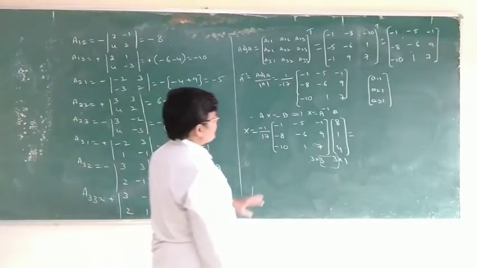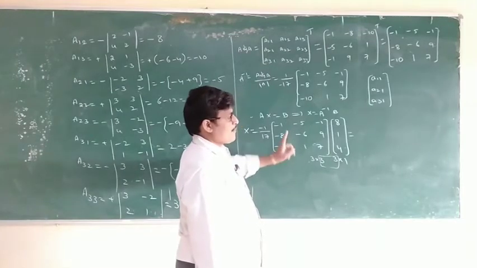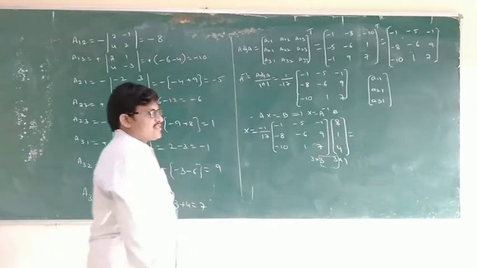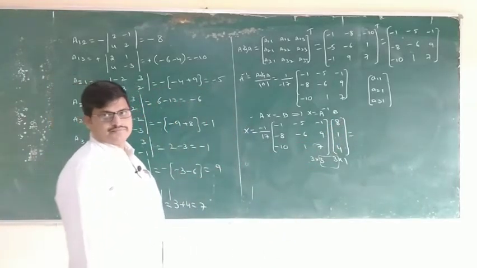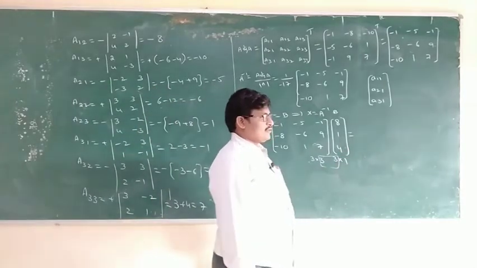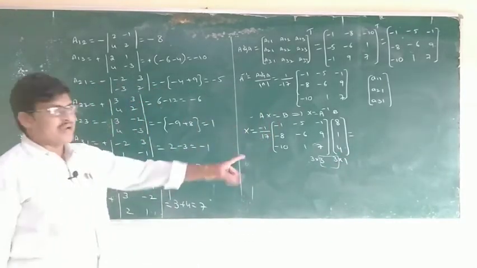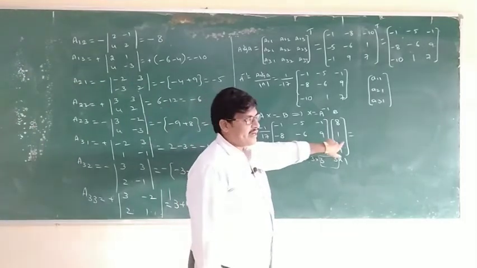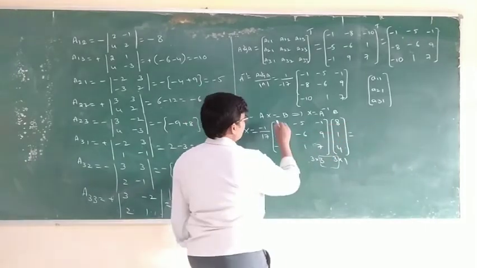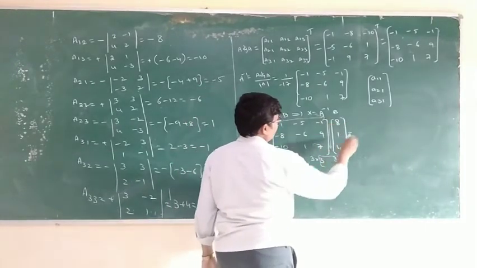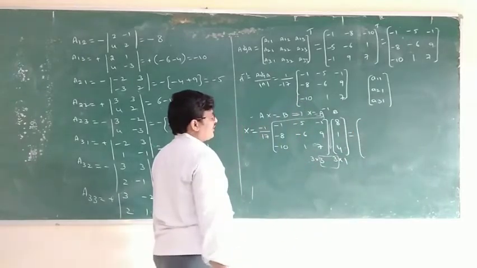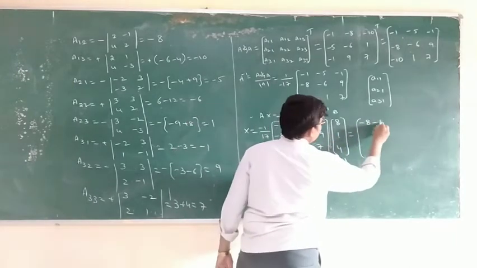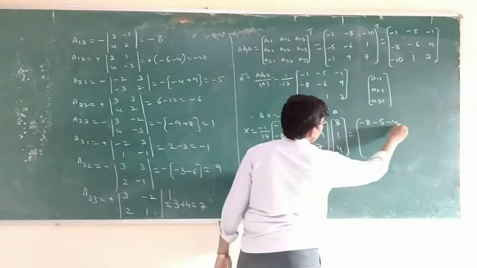So rows we always take from the first matrix. In the second matrix we always take columns. From the first matrix rows, from the second matrix only columns. For A11, multiply corresponding elements. Minus 1 into 8, minus 8. Minus 5 into 1, minus 5. Minus 1 into 4, minus 4.